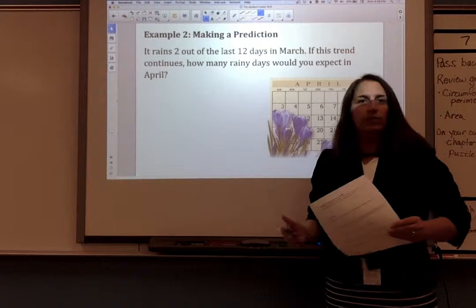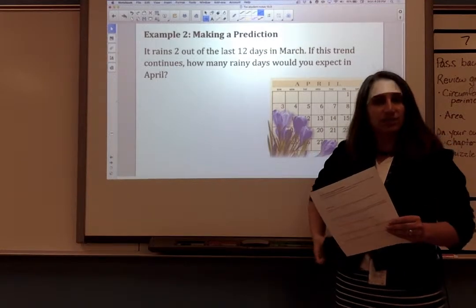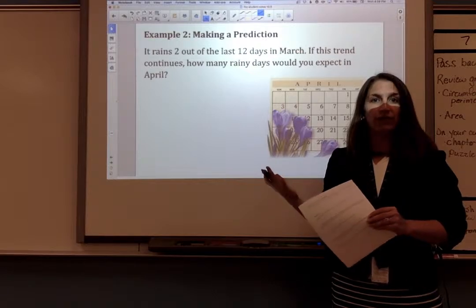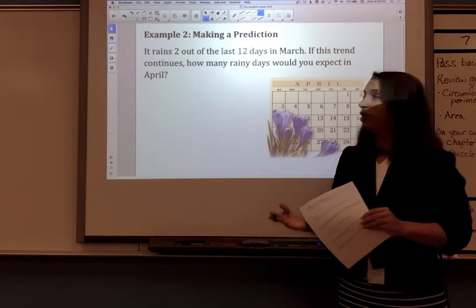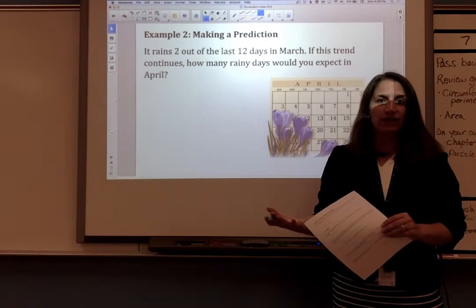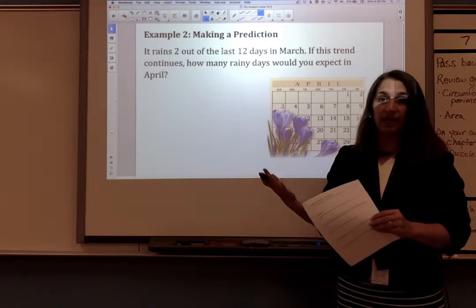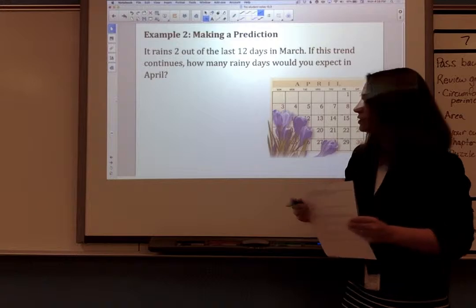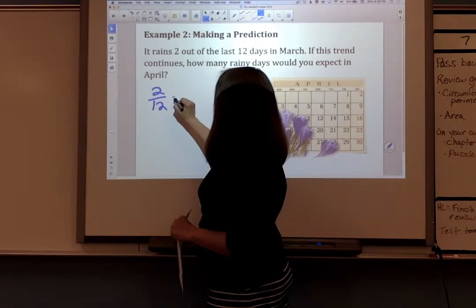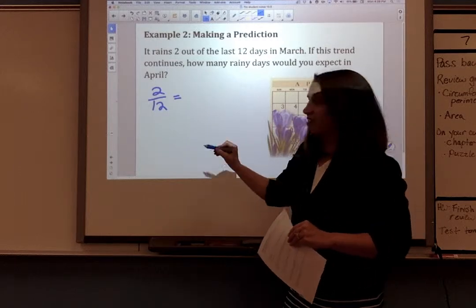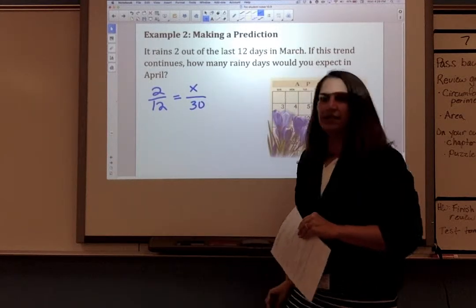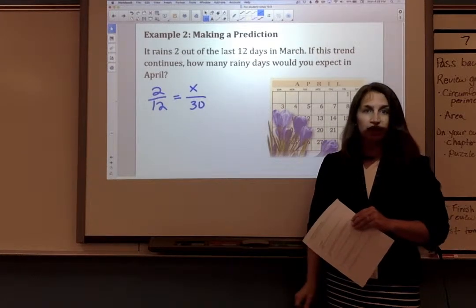All right, so now we'll make a prediction based on some experimental probability. So if it rained 2 out of the last 12 days in March, we want to know if this trend continues, how many rainy days would you expect in April? So the key is if this trend continues. So it rained 2 out of the last 12 days. We know that April has 30 days. So we want to find out how many days we're expecting rain in April.